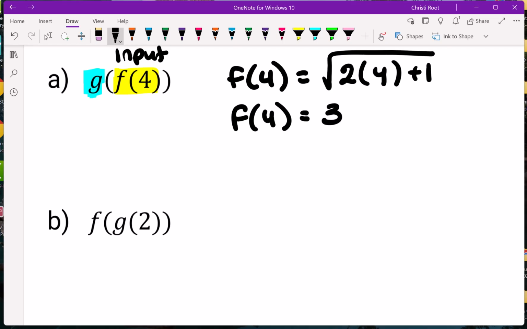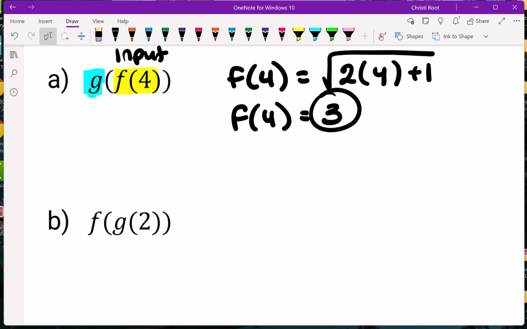Now, I need you to listen very carefully. You see how I wrote that? I did it very specifically. So what you're doing is you're plugging in a 4. 4 is your input. After you plug it into the function, your output is 3. You need to start thinking of functions as an input and output relationship. So if I plug in a 4, I know it's going to be equal to 3.